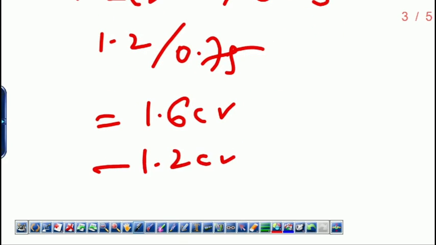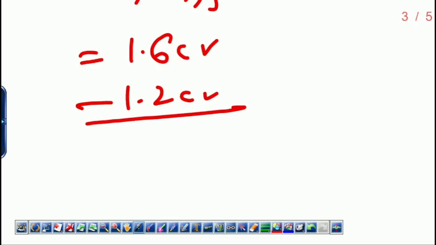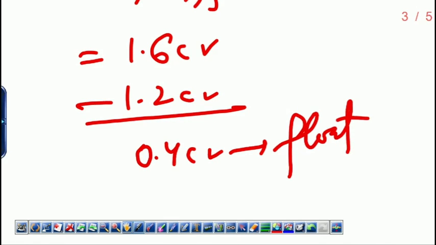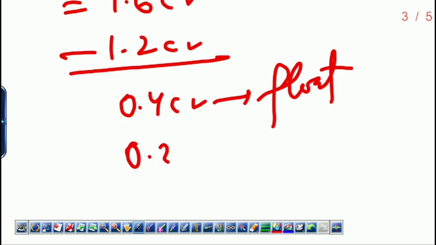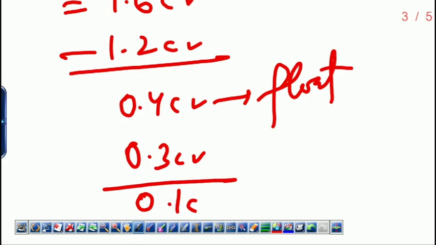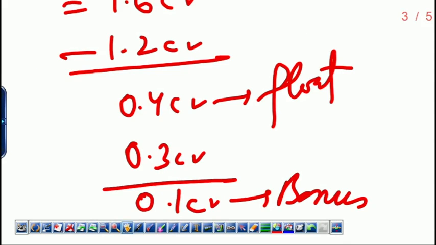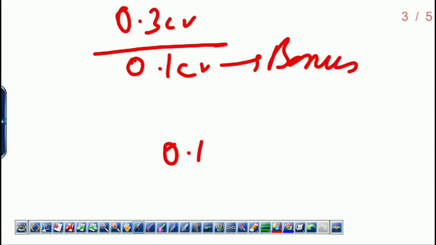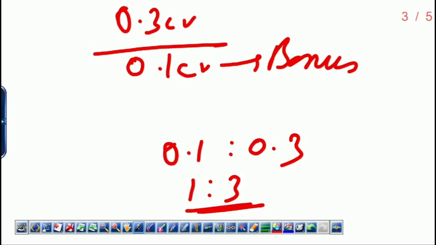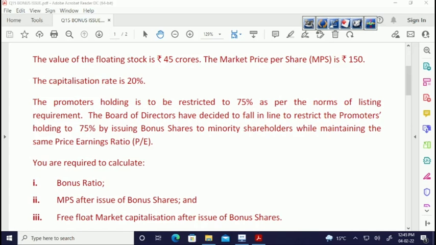Minus 1.2. That means 0.4 crore shares will be floating, less existing 0.3 crore. So 0.1 crore bonus shares. You are required to calculate the bonus ratio. So bonus ratio is 0.1 is to 0.3, which is 1 is to 3. That's the bonus ratio.